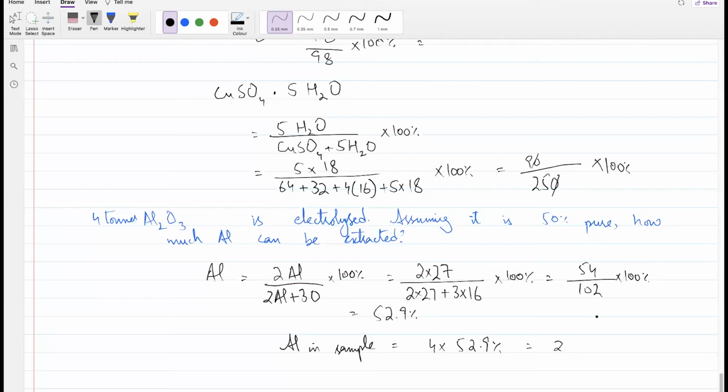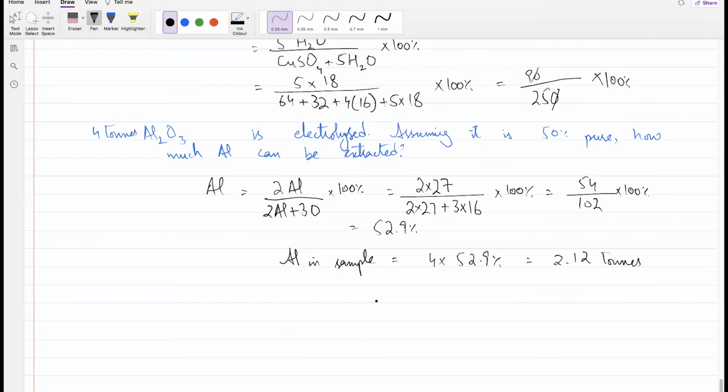Only have 50% pure sample. So we have a 50% yield, percent of what you would expect. So it will be 2.12 times 50%, and that comes out to be 1.06. That is how much aluminium can be extracted. Now, can you figure out the percentage yield of this whole reaction? That if we had 4 tons of aluminum oxide, we only got 1.06 tons of it. How much of it is there?